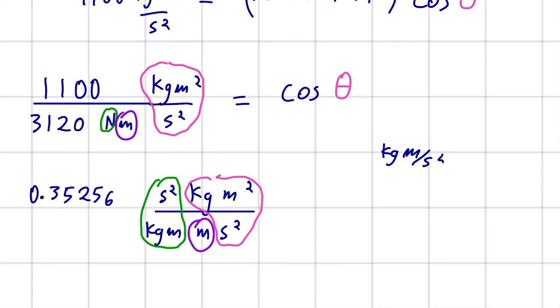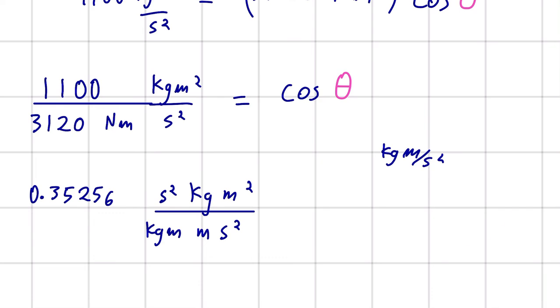So I hope you can see how this is all working. And what's going to be interesting now is that all these units cancel out. Second squared cancels, meters squared cancels out with the two meters, and kilograms with the kilograms. And all that is equal to cos theta.